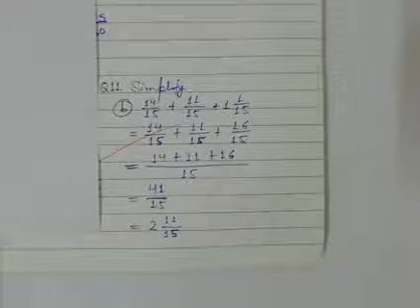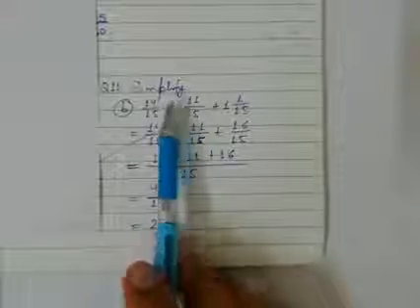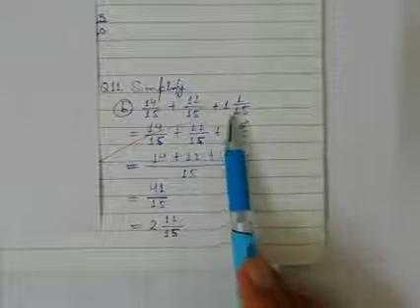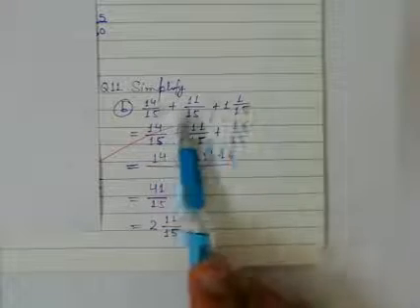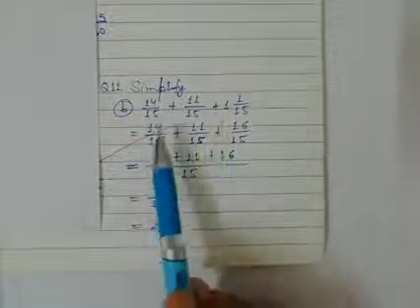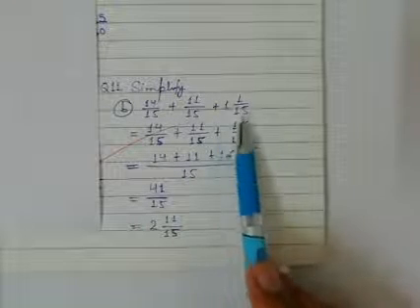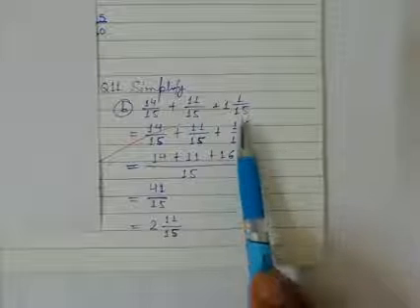So here is question number 11. Simplify. It's B part. 14 upon 15 plus 11 upon 15 plus 1 whole 1 upon 15. Okay. So we have to add them because here is the plus sign. So 14 upon 15 as it is, 11 upon 15 as it is, and this mixed fraction we have to convert into an improper fraction.